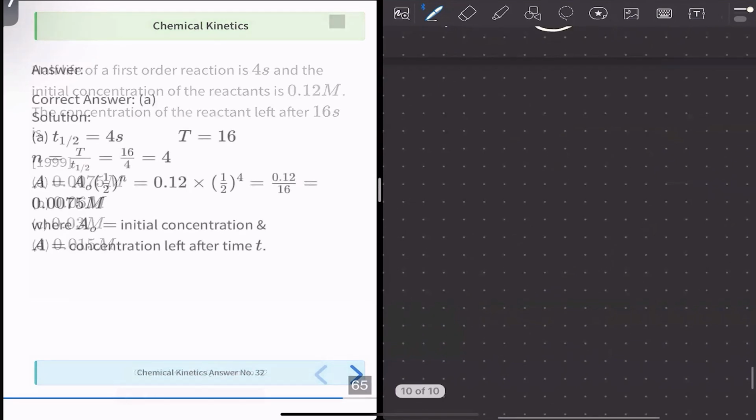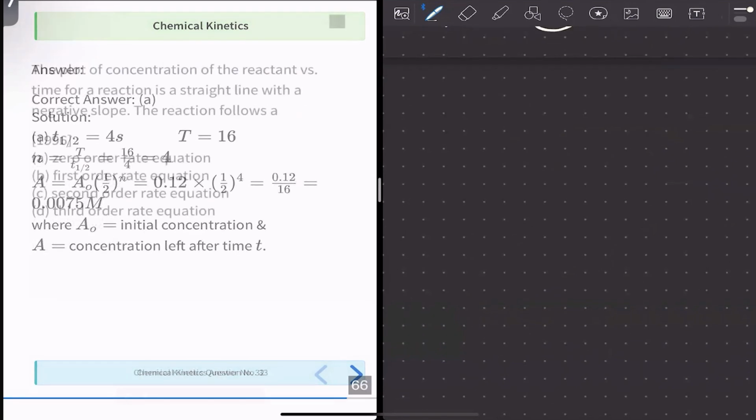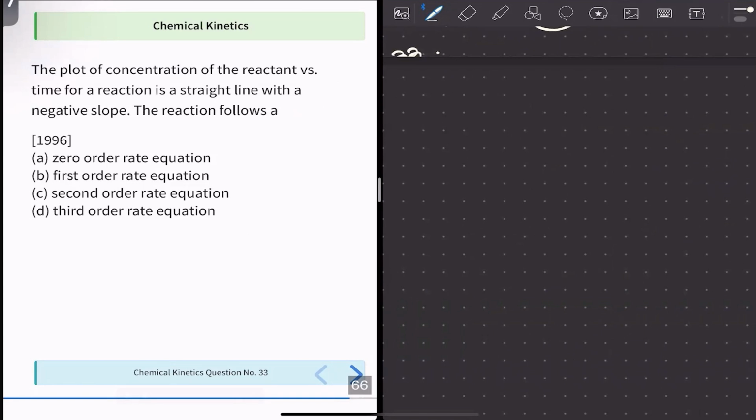Question number 33. The plot of concentration of the reactant versus time for a reaction is a straight line with a negative slope. That means, how is the graph? Straight line with a negative slope means this.